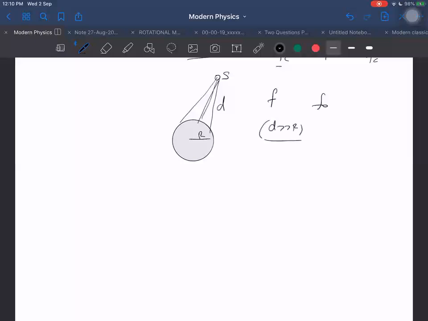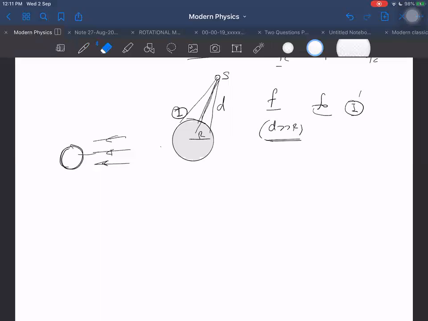You may also need the intensity, which is I. The intensity of the light falling at this place is I. F is the frequency of the photons, and f naught is the threshold frequency. The distance of the source from the sphere is very large, so the light rays will appear nearly parallel to each other, because they are falling from a very large distance. It is mentioned in the question.